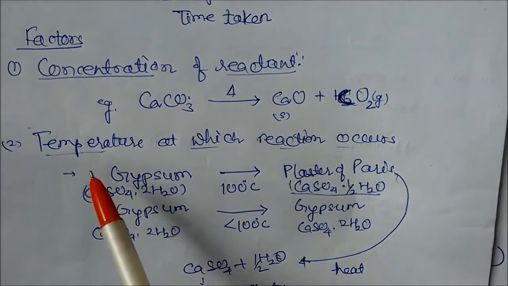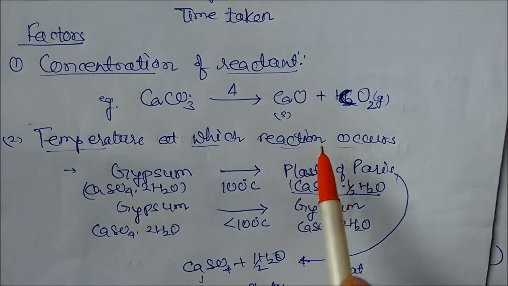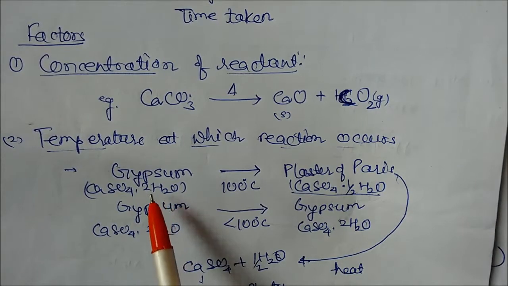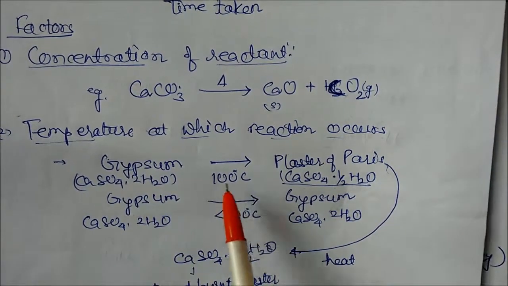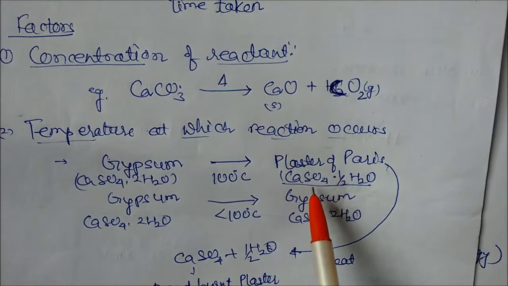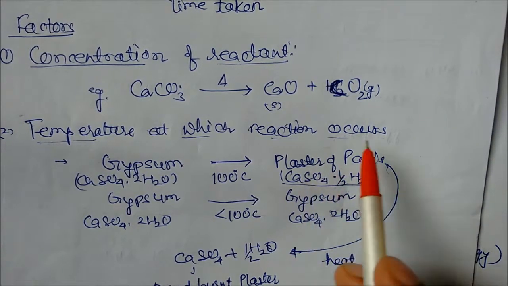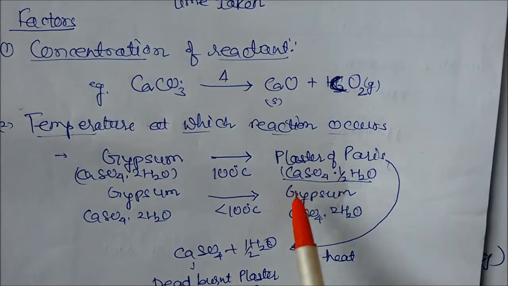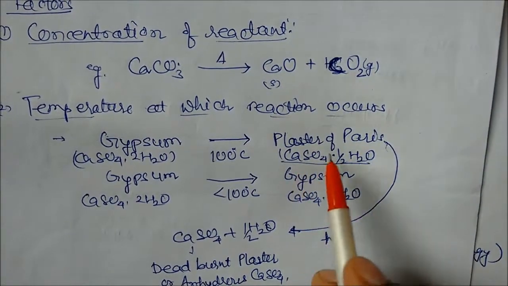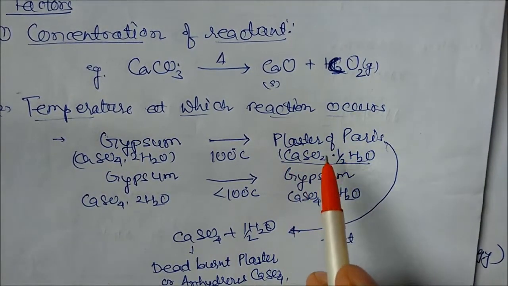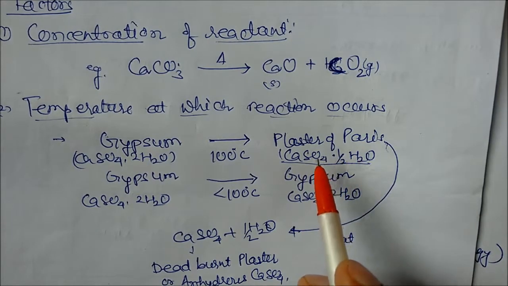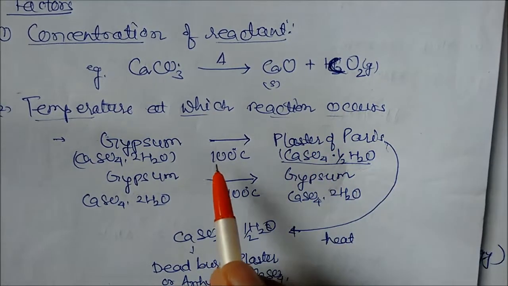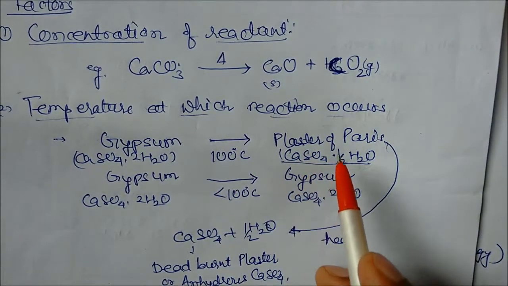Temperature also affects the rate of chemical reactions. We have one example, gypsum. Formula of gypsum, calcium sulfate dihydrate. If you heat gypsum at 100 degrees centigrade, it will convert into plaster of Paris. Plaster of Paris is calcium sulfate half H2O. It is one of the substances used by the doctor for setting during fracture time. When the doctor puts plaster of Paris and adds water, it is converted into gypsum. So it has a setting property. It takes place at 100 degrees centigrade. It is also used for making statues.